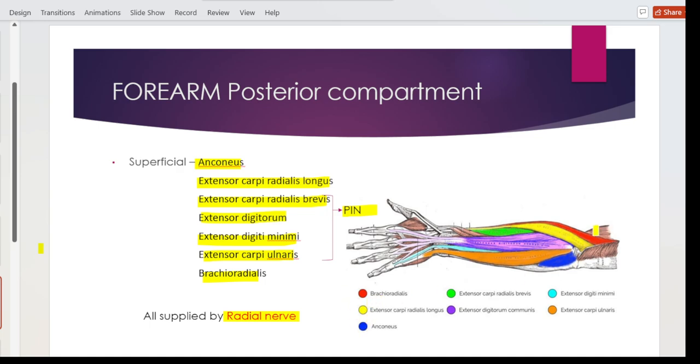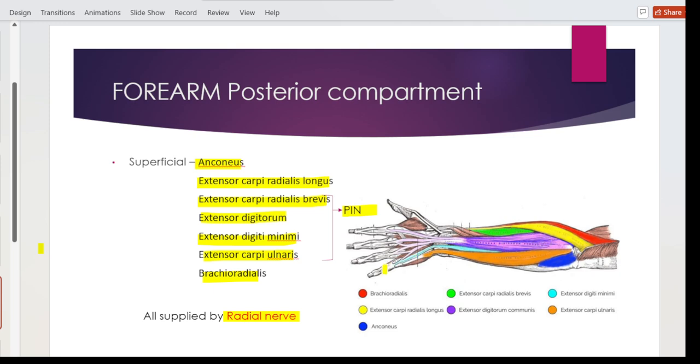First of all, brachioradialis. It is the most lateral one. Okay. This is the brachioradialis. And this is the extensor carpi radialis longus on the radial side. Okay. And this is the extensor carpi radialis brevis. The smaller one is the brevis and the longer one is longus. And extensor digitorum, it is going towards the digits. So it is the extensor digitorum.